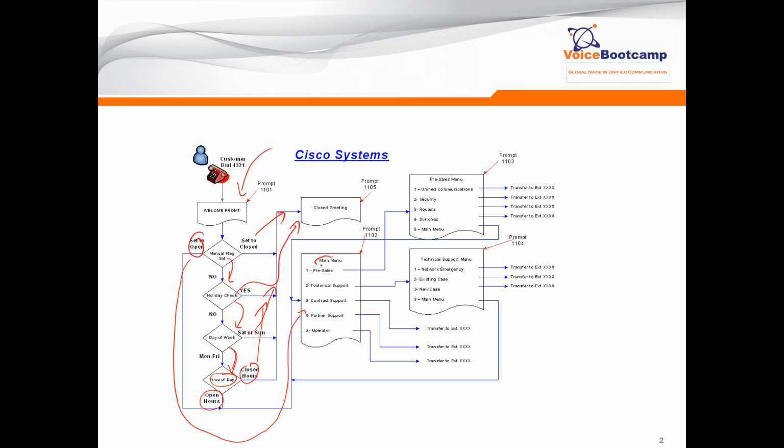When the call comes into the main menu, you are given four or five options. Press 1 for sales, 2 for support, 3 for contact support, 4 for partner support, 0 to reach the operator. Now I'm just going to show you two of them, 1 and 2. If you press 1, the call will go to pre-sales, for example. In pre-sales, you'll be given another menu option, 1 to 4 plus 9 as a menu. And if you press 1, the call is supposed to go to unified communication.